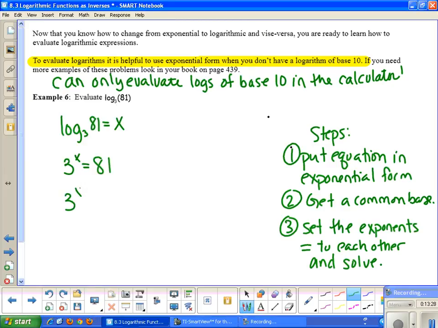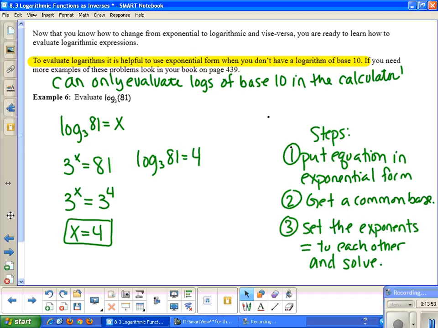So if I do 3 to what power gives me 81, well, this would be the same thing as 3 to the fourth power. If I have something with the same base being equal, then I know, therefore, the exponents would have to be equal to each other. So now I can assume that x is equal to a value of 4. So I know that the log base 3 of 81 is equal to 4.